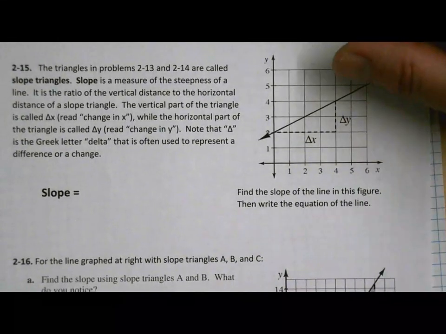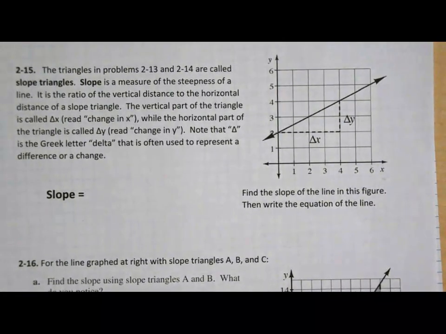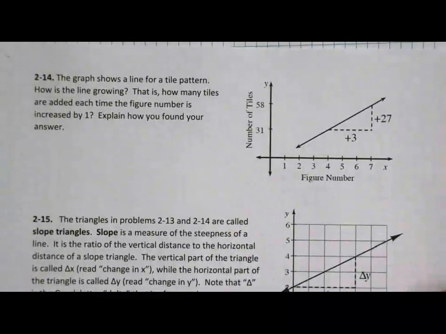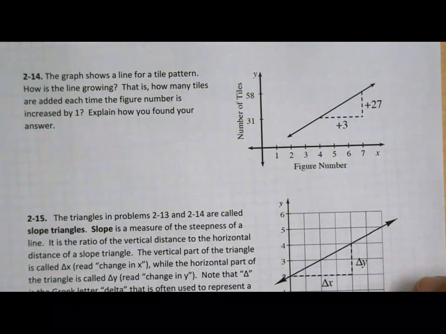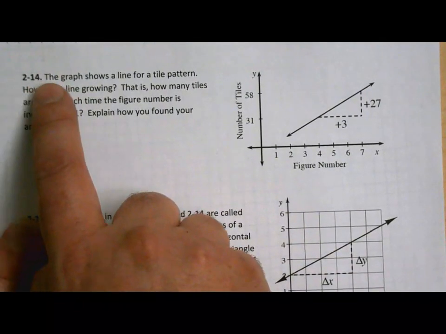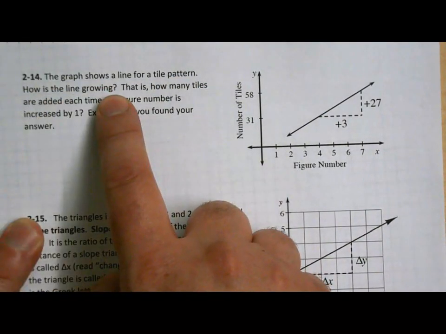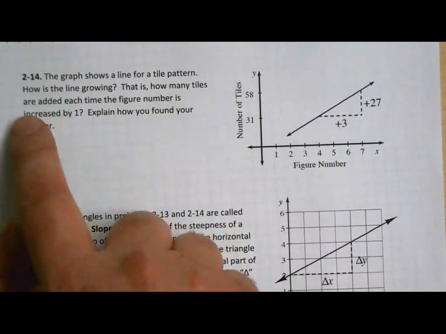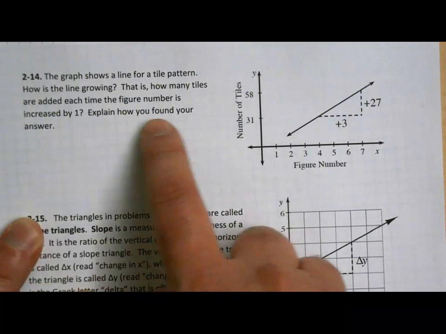All right, let's talk about this thing called slope. So far, we've been talking about growth. Slope is a little bit different from growth. So I'm going to start up here. So let me read here. The graph shows a line for the tile pattern. How is the line growing? That is, how many tiles are added each time the figure number is increased by 1. Explain how you found your answer.